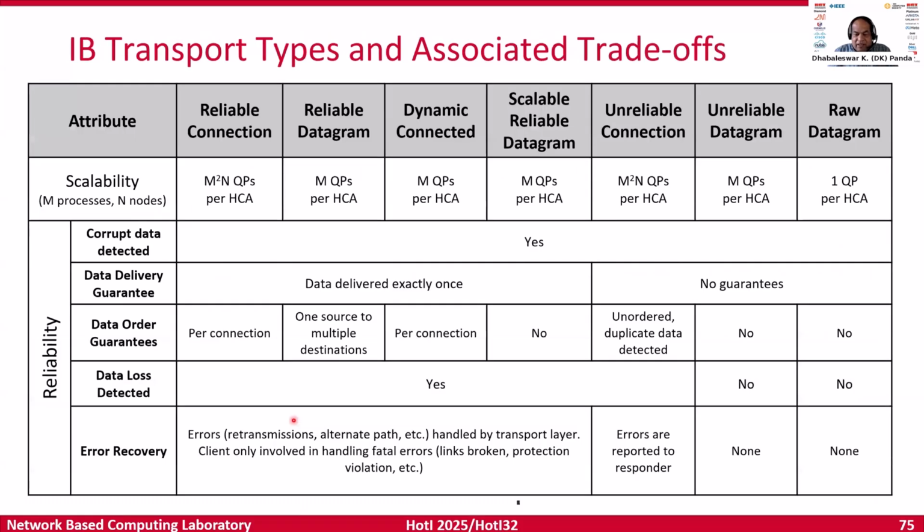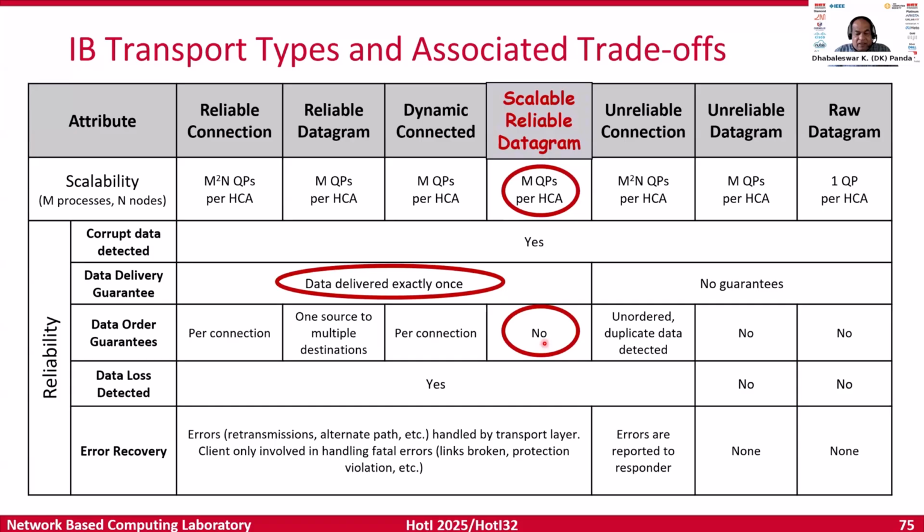difference. So that SRD, if you take a look, this is where it sits. Okay. So their objective is, if you think of M processes and N nodes, with only M QPs per node, they are able to get this scalable reliability so that they are able to detect corrupt data. Data delivery is guaranteed. They don't guarantee data order. That needs to be maintained by the software layer. And then data loss is detected and they can recover from errors. Okay. So this is the feature they provided.